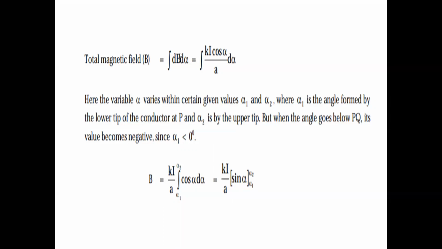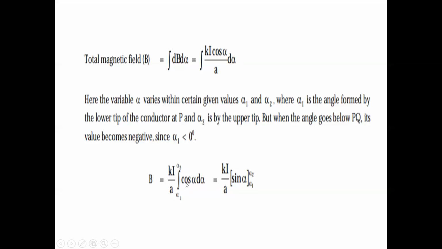Here the integral and dB are cancelled. So finally, the integral of dB becomes B. Here K is constant, that is mu naught by 4 pi. I is constant current. A is the distance between the point and the conductor, which is also constant. So K, I and A are clearly constants, and we write them before the integration. We have to integrate only cos alpha d alpha with the limits alpha 1 to alpha 2.